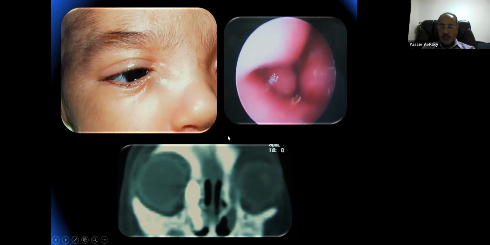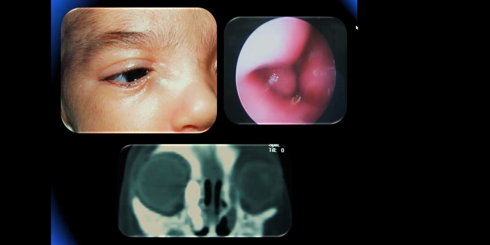So what are you going to do for her or for him? Initially, since it is unilateral, not bilateral affecting breathing, we can definitely start conservatively with massage. Advise the parents to do massage, and we can observe for 1 week. If there is no improvement after 1 week, we can go for probing and stenting in this case. Okay, very good.